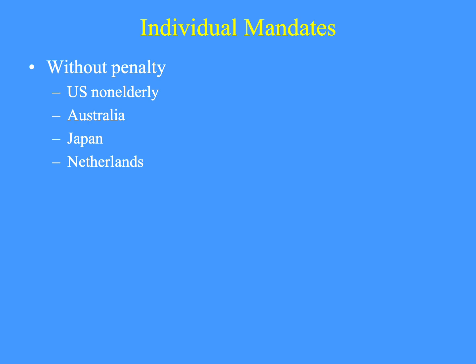An aspect of universal coverage is the individual mandate. That says that people are required to buy health insurance. But in a number of countries, that requirement is just a matter of asking nicely. There's no penalty. Somebody in Australia or Japan or the Netherlands gets no penalty for failing to buy health insurance. The U.S. is mixed. In effect, the elderly in the U.S. get a penalty for failing to sign up for Medicare. But non-elderly can go without insurance with no penalty.